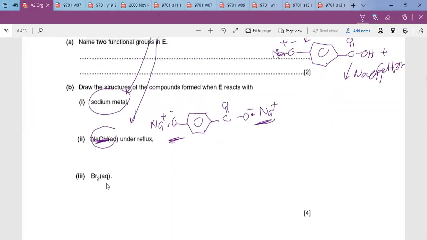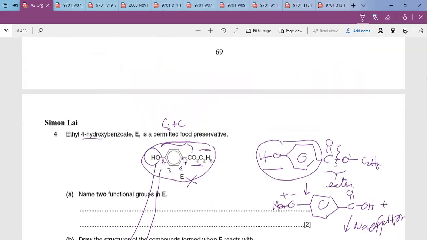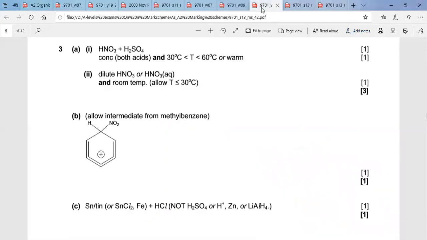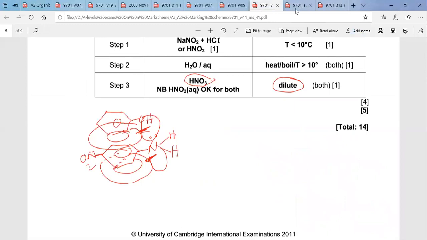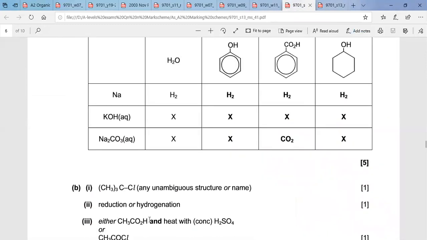Now with bromine, aqueous, it activates the ring. So if it activates the ring, which positions will react? Positions 2 and 4, but 4 is occupied. So Br here and Br here. See now, and down here, not this one, not this one.